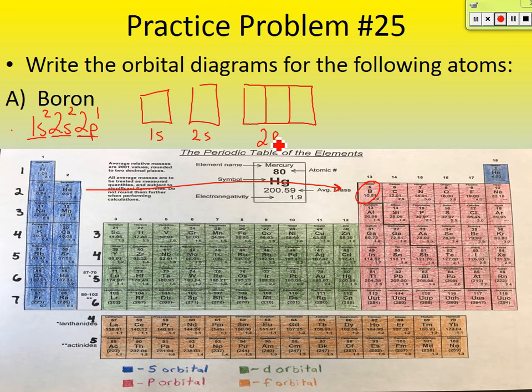Now let's fill the electrons in. Is the first 1s orbital full or what? What do I write? 1 up, 1 down. They got to have opposite spin. Good job. 2s is also full, so one's going up, one's going down. Now the 2p only has 1 electron, so we're going to take this first orbital and put 1 electron in it, spinning up, and that's it. That's your orbital diagram for boron.